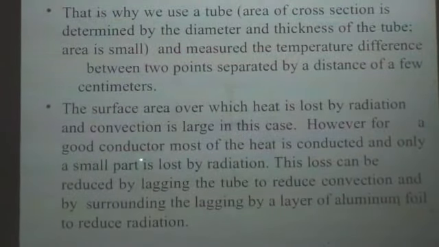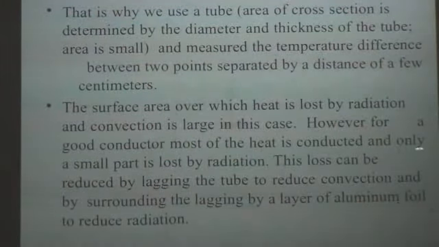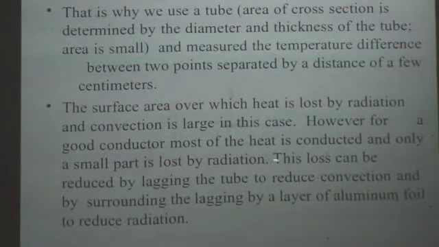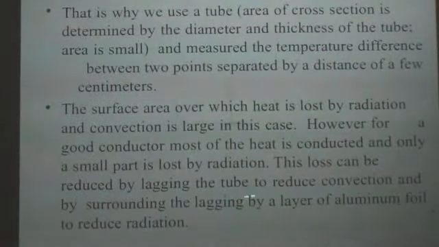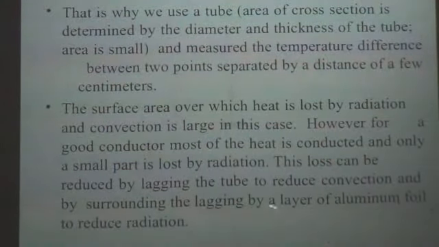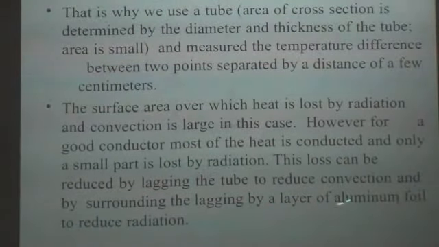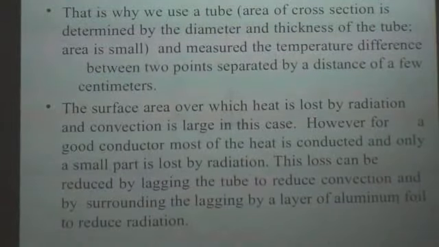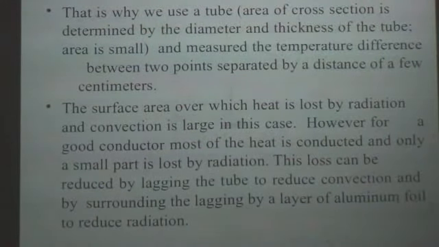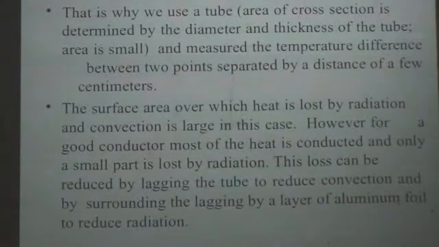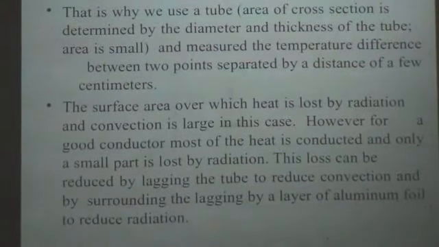However, in a good conductor, most of the heat is conducted and only a small part of it is lost by radiation. This loss can be reduced by lagging the tube to reduce convection, and by surrounding the lagging with a layer of aluminum foil to reduce radiation. We wrap it with cotton, we wrap it with aluminum foil, we put a lot of paper just to take care of the convection and radiation losses. Then only we can write down the conduction equation.